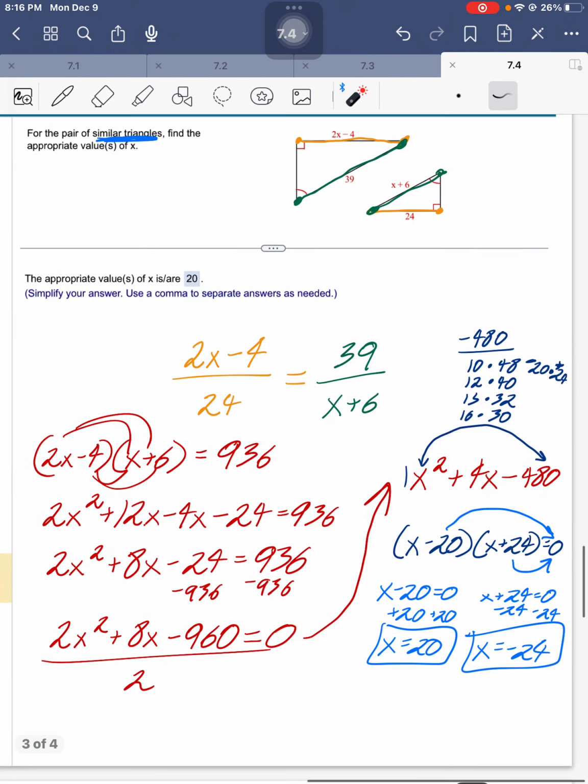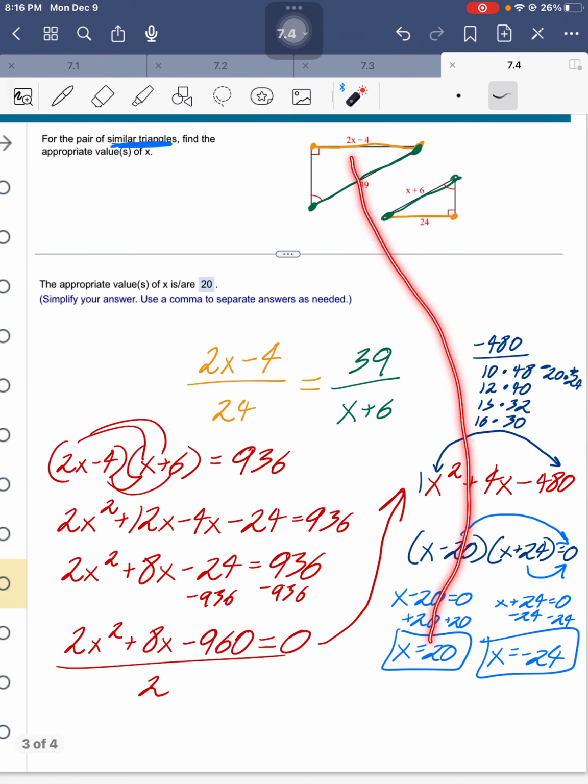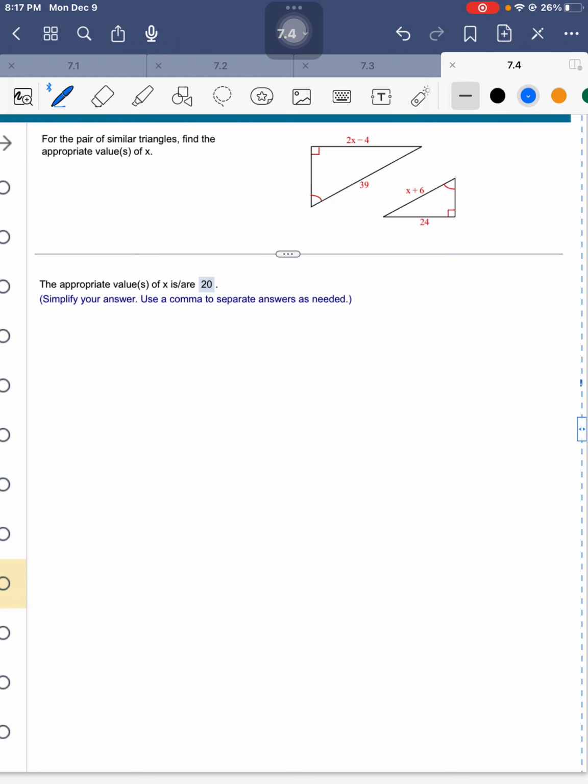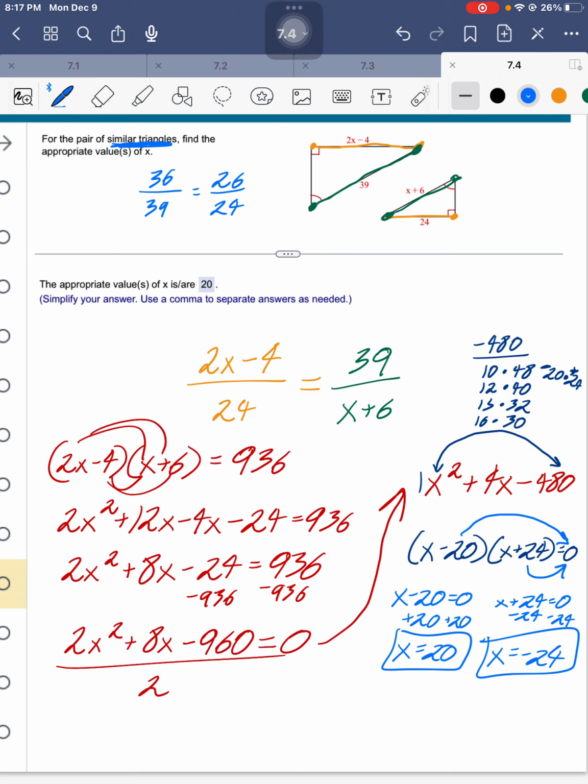Whenever you get a quadratic formula, you have to plug these back in and see if it actually works every time. Sometimes it will not work. So let's do positive 20. What is 2 times 20 minus 4? 2 times 20 is 40, minus 4 is 36 over 39 equals, let's put 20 in here, so this would be 26 over 24. Is this true, guys? Instead of simplifying, all I'm going to do is cross multiply, and if I get equal, then I know that's a true proportion.